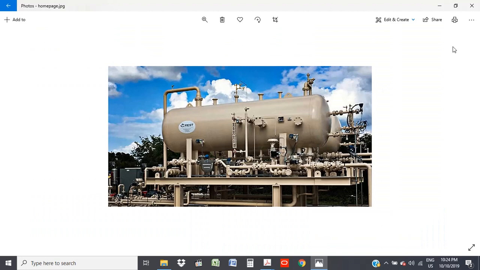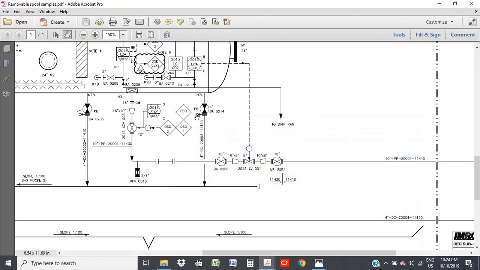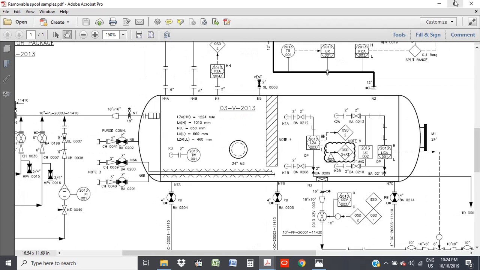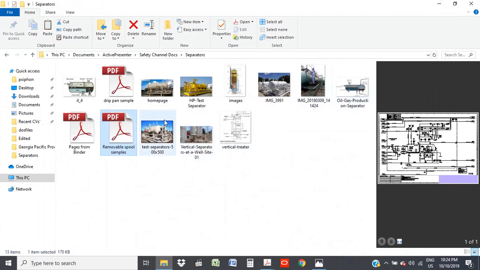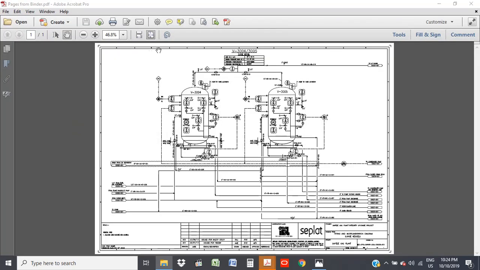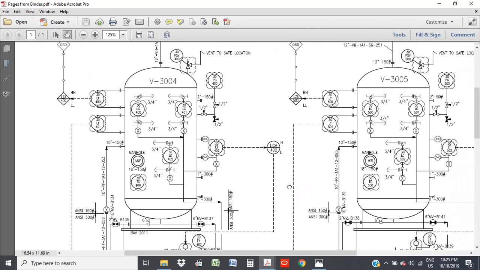Bear in mind that we also have vertical separators, which look something like this, and this also could be two-phase. There could be separation into two, which is water and oil and gas, or it could be three-phase: water, oil and gas. And here are samples from vertical separators. This is what they look like in the P&IDs.